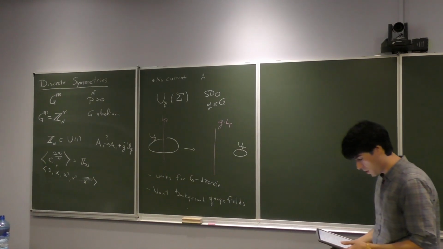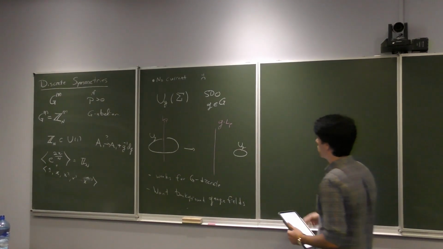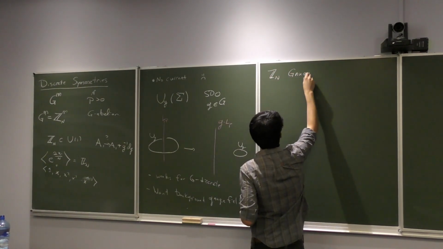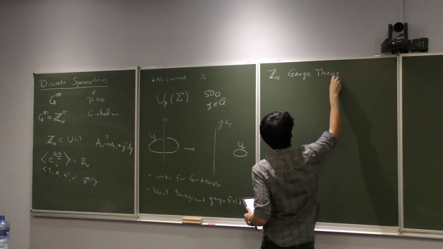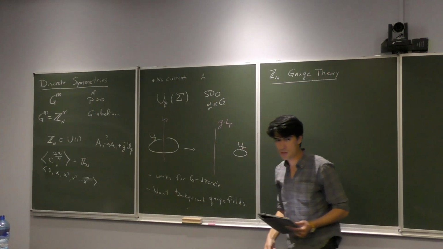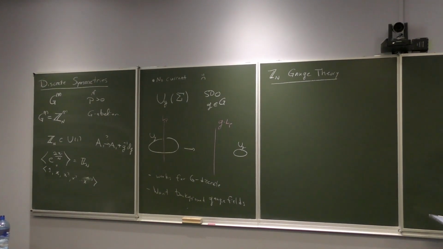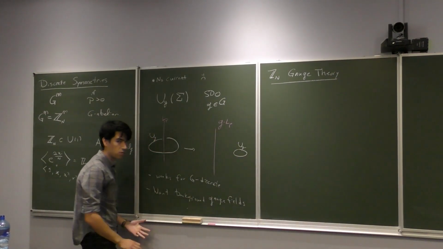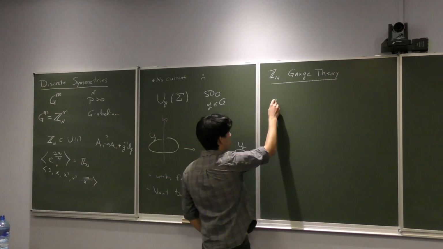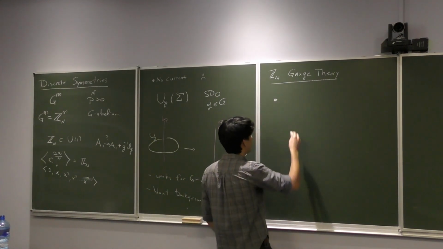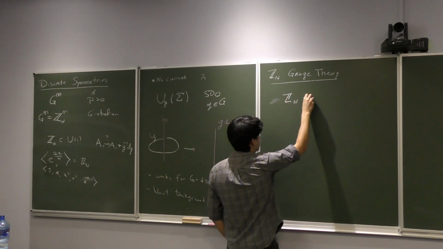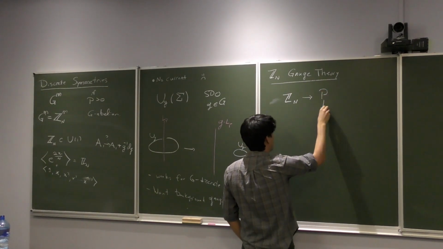So there are two ways we can think about Zn gauge theory. I first want to tell you the math version, and then I'll tell you the physics version. The math version is based on our discussion yesterday. One of the things I told you is that we can think of a Zn gauge theory as the space that I described yesterday.